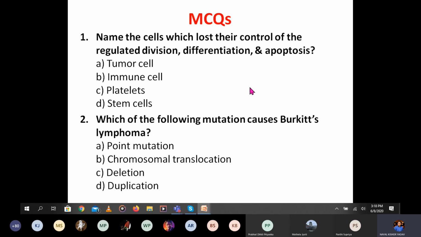So there are a few MCQs we can go through. Name the cell which has lost control of regulated division, differentiation, and apoptosis. Which of the following mutations causes Burkitt lymphoma? We discussed it in the last class. Out of these four, one. Okay, so find out which one, and you can tell the answer in the next class. In tomorrow's class, I will ask the answers to these questions.